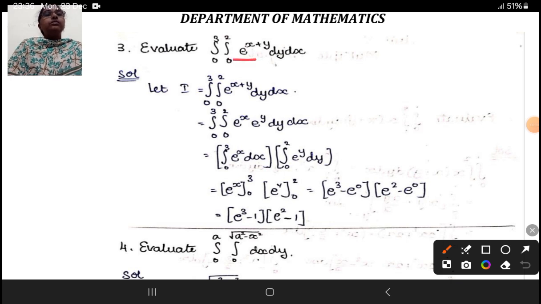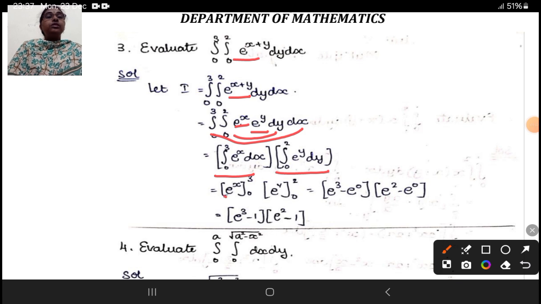In this, the first thing, if possible, is that we can separate these two. The base is the same, so we can add the powers; in the reverse process, we separate e power x and e power y. Now every term is a multiplicative term. The innermost limit is with respect to y and the outer limit is with respect to x, so the x limits go with the x function and dx, and the y terms can be separated as well.